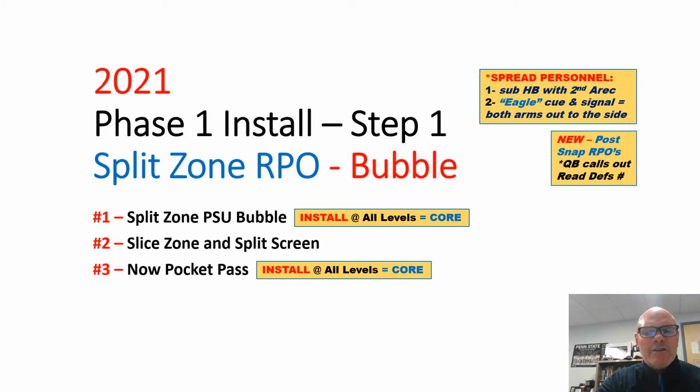We'll get into then the slice zone and a split screen, which are some variations you can add. But then lastly would be our quick now pocket pass, which I would install at all levels. It's a great way to set the foundation for the pass protection we like to use, and then also some simple man beaters for your quarterback. Again, in the upper right, you can use spread personnel. If you don't have that H-back, that's a great blocker. This is a great series because what you're asking them to do is basically close the back door, but then be involved in a lot of routes as a receiver also.